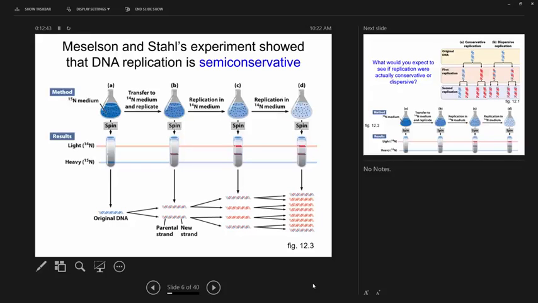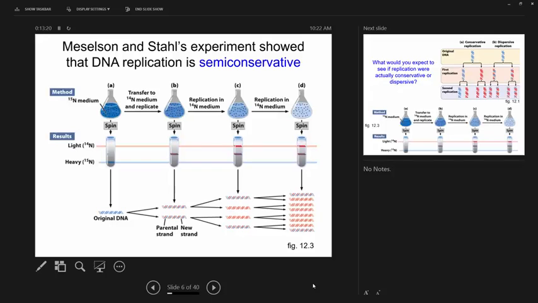And then each generation, these two original ones that still have the heavy strand will always be around. But half of the others are going to become light, and all of these are going to stay light because they don't have any heavy at all. So every generation after the second generation, the band at the light part will have more DNA, and the band right in the middle will be less and less and less.